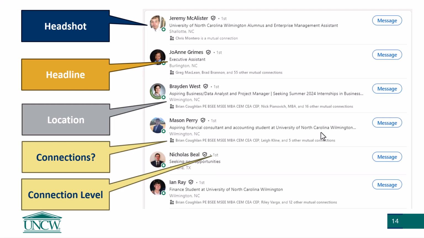So this is really important, because if somebody comes up here and they're a second level connection, it'll show who they are connected with that's in common with you, and you might be able to use those people to introduce you to those other folks.